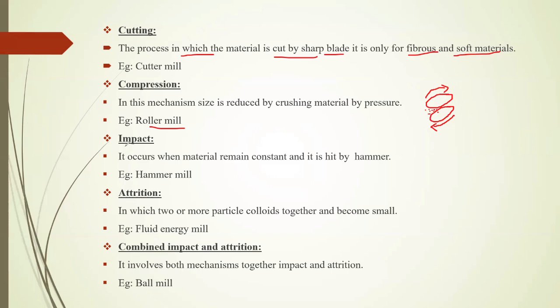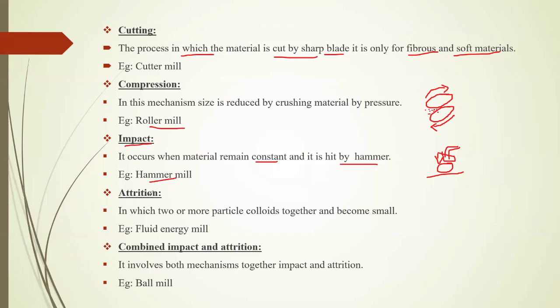And next one is impact. What is impact? It occurs when the material remains constant and it is hit by a hammer. Like in this case, the material will be constant. It will not move. Okay. And that material will be hit by the hammer. So for that, the example is the hammer mill. Because by hitting, it will create some impact. So because of that impact, the drug material or the drug particle will be reduced. Its size will be reduced. So this is impact. For this, the example is the hammer mill.